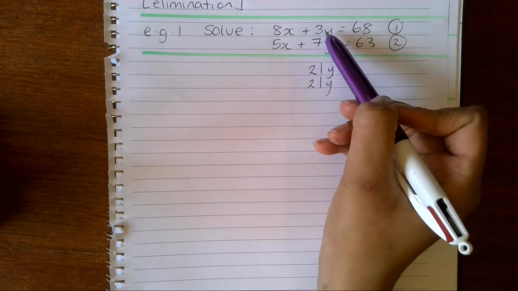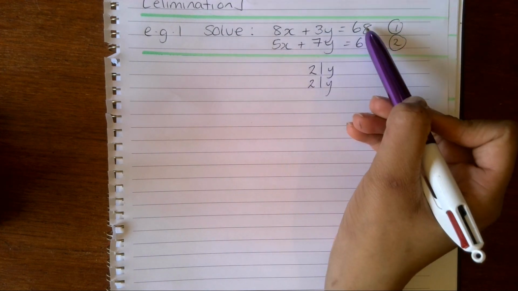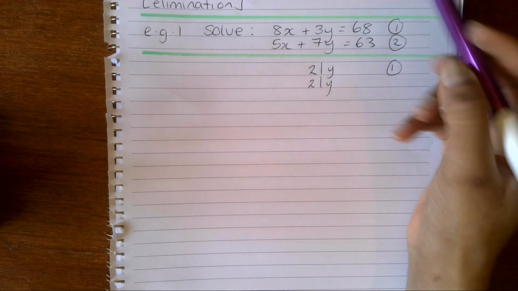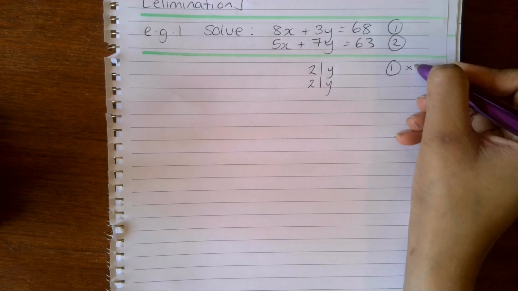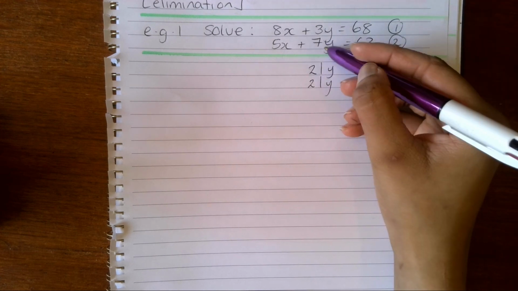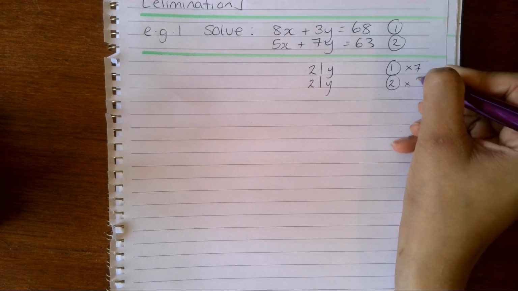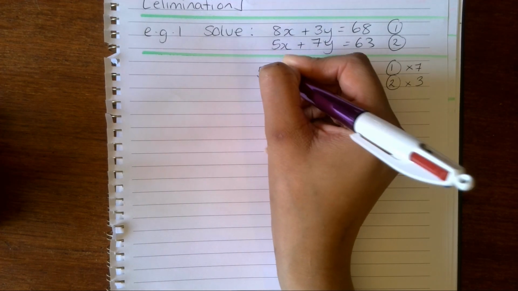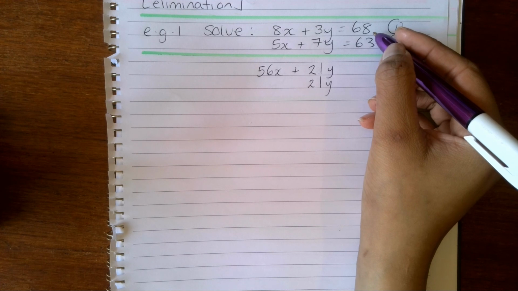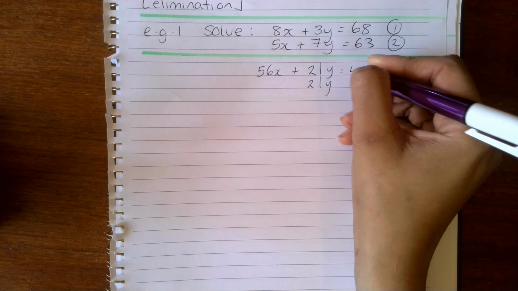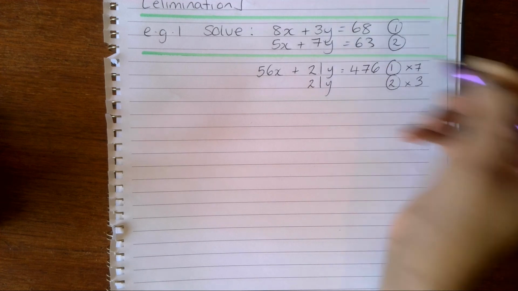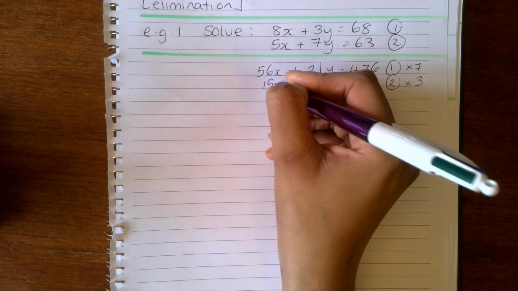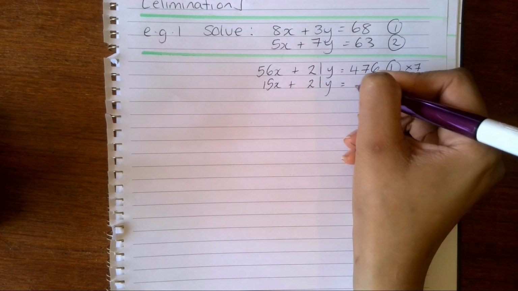But if you change one value in the row, you have to change everything because otherwise they're no longer equivalent. Okay, so I'm going to times that top row. Well, 3 times what makes 21? That's 7. And 7 times what makes 21? 3. So I'm going to multiply the whole of the top row by 7. So 8 times 7 is 56. And then I've got 68 times 7, which is 476. Then I'm going to change the bottom row, so I'm going to multiply the whole of the bottom row by 3. So I get 15x and then 189.